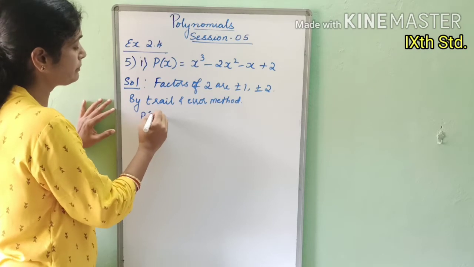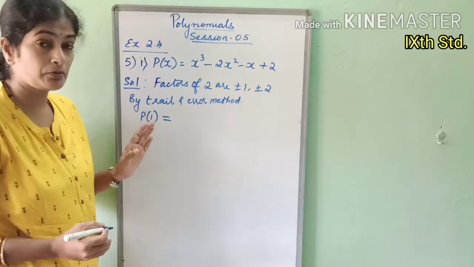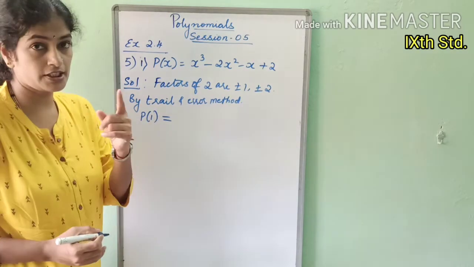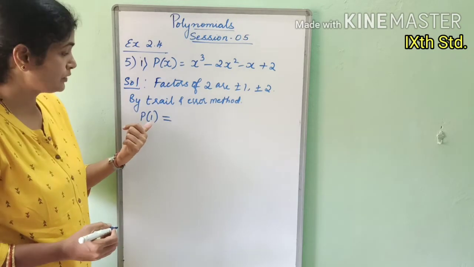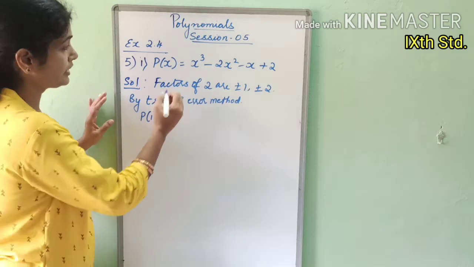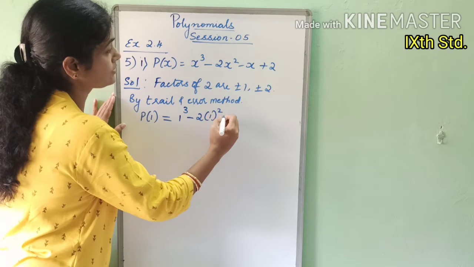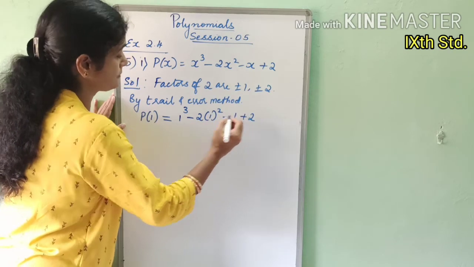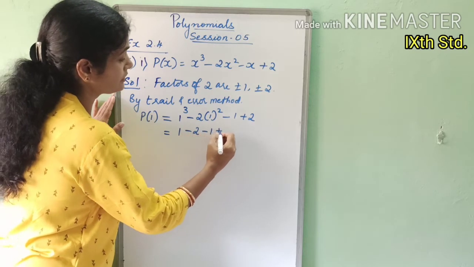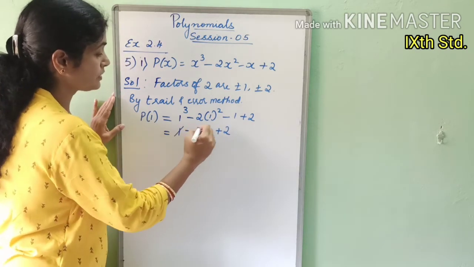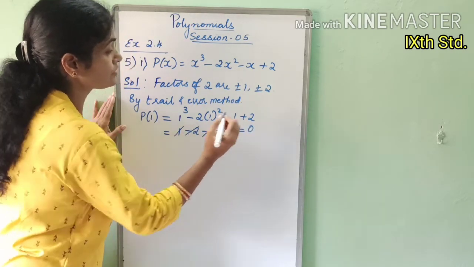So suppose we take p of 1 and check whether it is the zero of the polynomial or not. For it to be a zero of the polynomial, I should get p of 1 as 0. Then only can we consider that 1 is the zero of this polynomial. Okay. So substitute it here. 1 cube minus 2 into 1 whole square minus 1 plus 2. If you simplify, you get 1 minus 2 minus 1 plus 2. Plus 1 minus 1 gets cancelled. Minus 2 plus 2 gets cancelled. So it is equal to 0.